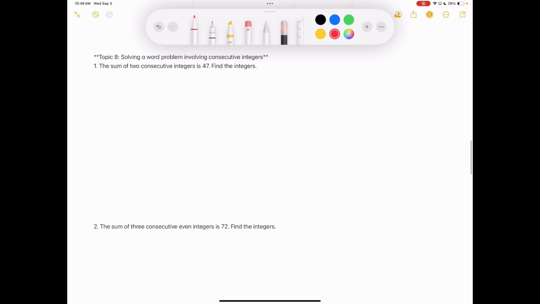All right. Next one, the sum of 2 consecutive integers is 47. The way they're going to show you to do this is you name the first integer n. Consecutive integers are ones that go next to each other, right?